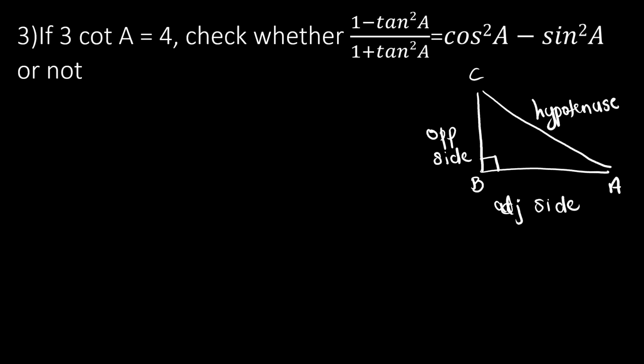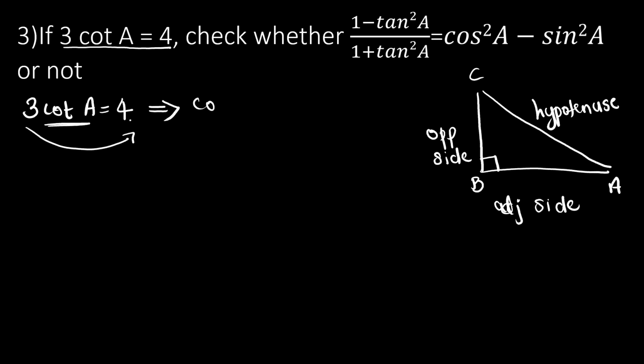Now it is given that 3 cot A equal to 4. Then what is cot A? Cot A equal to 4 divided by 3. From this we will get tan A. So how we'll get tan A from cot A? That is the reciprocal of cot A gives tan A. That is the reciprocal of 4 by 3, which is 3 by 4.